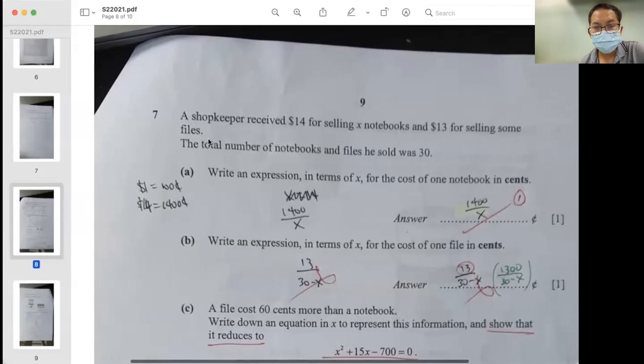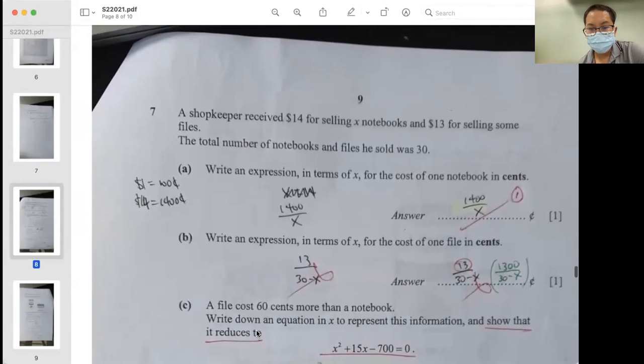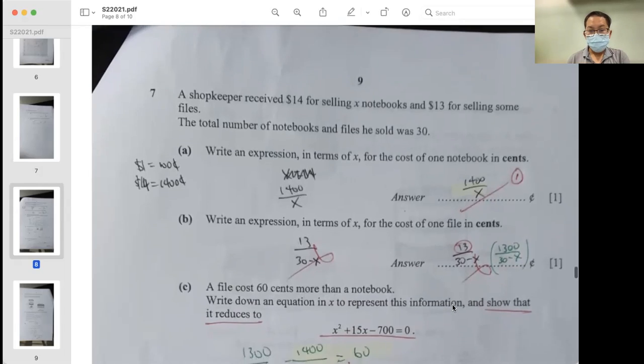Okay, take some time to do question 7, this question A, B, and C. Eventually, to find that the equation reduces to this. Okay, take some time to do this question. Okay, so now I go through, basically just need to make sure that it's in cents. So $14 is 1,400 cents, $13 is 1,300 cents.